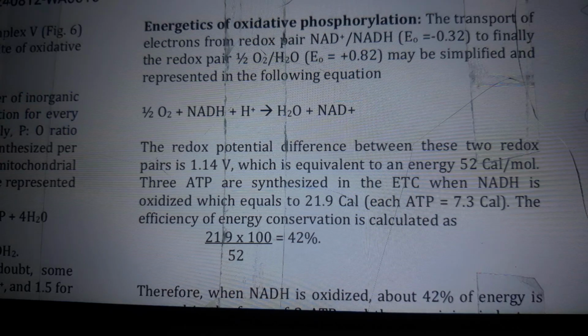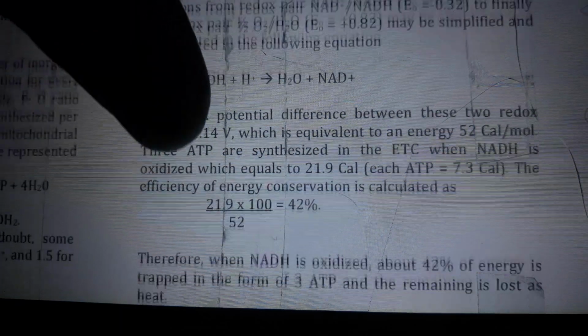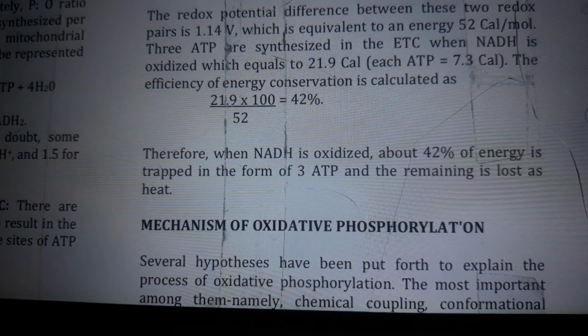Energetics of oxidative phosphorylation. The transport of electrons from the redox pair NAD+/NADH, E0 equal to minus 0.32, to finally the redox pair half O2/H2O, E0 equal to 0.82, may be simplified and represented in the following equation: half oxygen plus NADH plus H+ gives water plus NAD+. The redox potential difference between these two redox pairs is 1.14 V, which is equivalent to an energy of 52 kcal per mole.